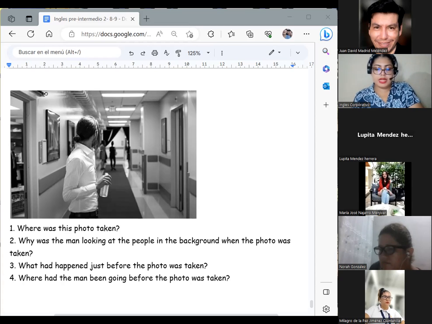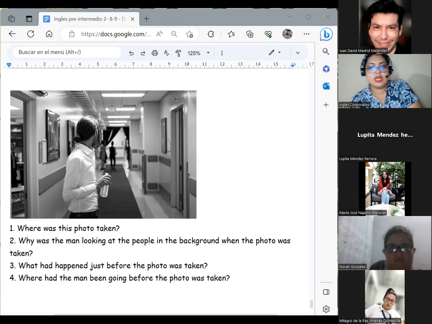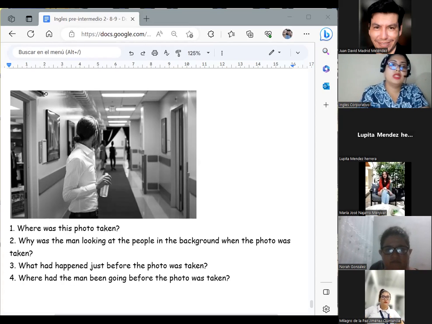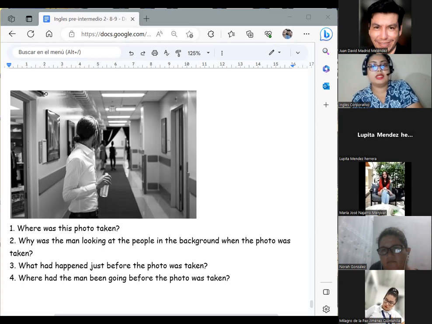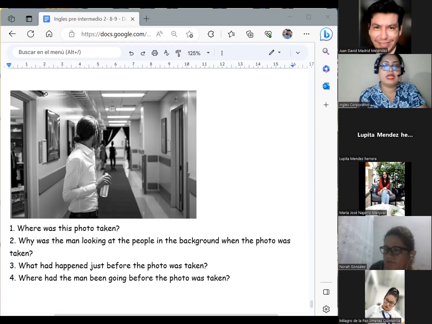Okay, in this case, we have an answer for the activity. So we are going to read what are the answers that you have or the ideas that you have about this photo. In the number one, where was this photo taken? We have the photo was taken in a hotel, okay? Number two, why was the man looking at the people in the background when the photo was taken? He was looking, in that case, you're using past. He was looking at the people because they were making noise.